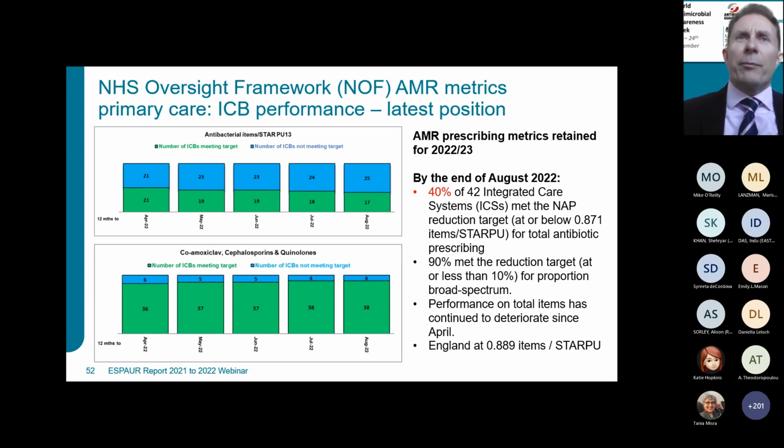So there's still a lot of work to be done in the next 18 months to reach the National Action Plan goal of reducing prescribing in primary care by 25% from 2013. So across all of England, the current performance is at 0.889 items per STAR-PU versus the National Action Plan goal of 0.871. And next slide, please, Ella.